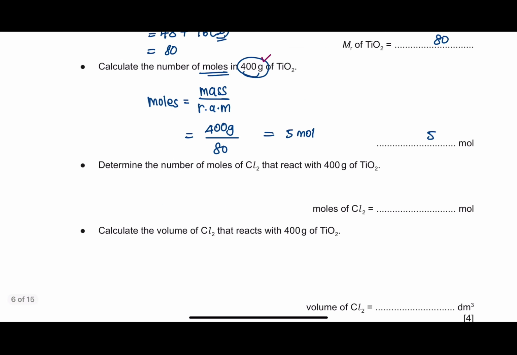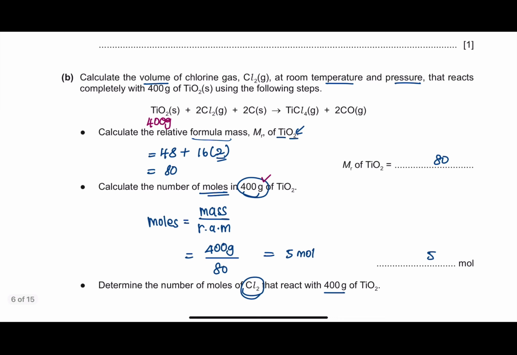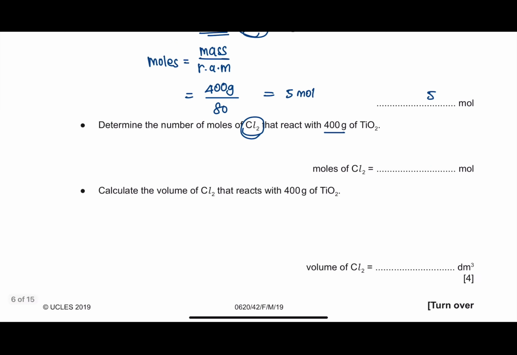The second last step is asking you to determine the number of moles of chlorine that react with 400 grams. Now let's look at the chemical equation to look at their ratio. If 1 titanium oxide gives you 2 chlorine, it would look like this, 1 to 2. So 1 titanium oxide has 5 mole, that means 2 chlorine would give you 10 mole.